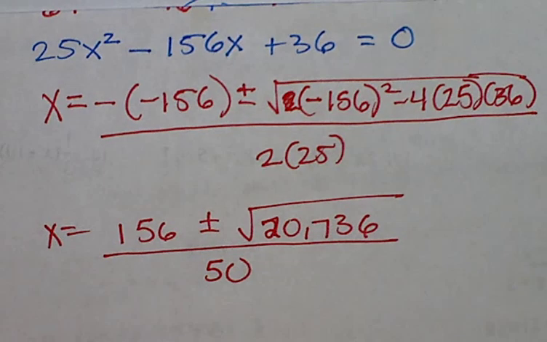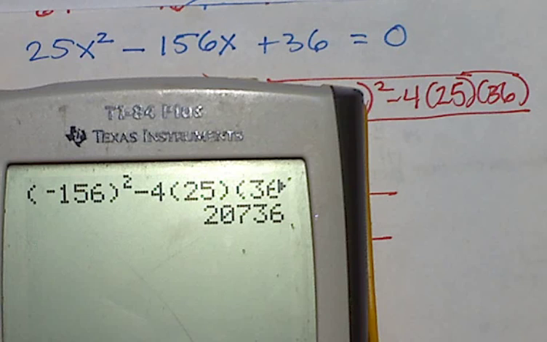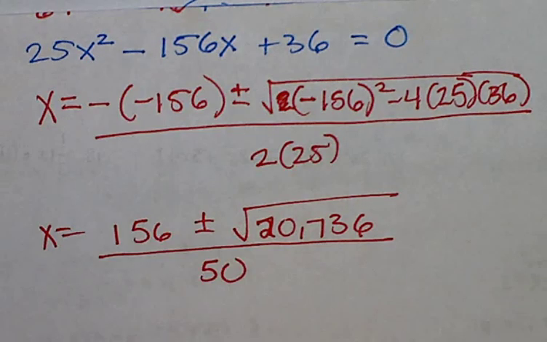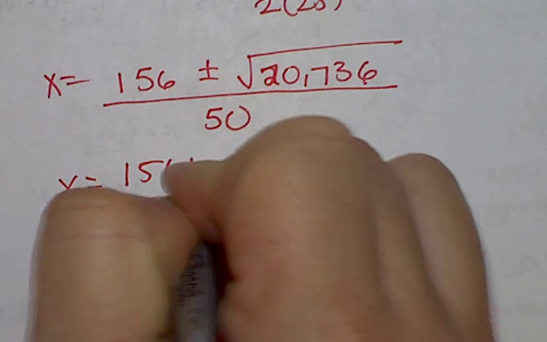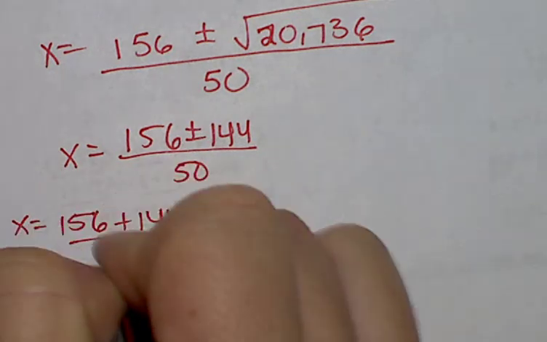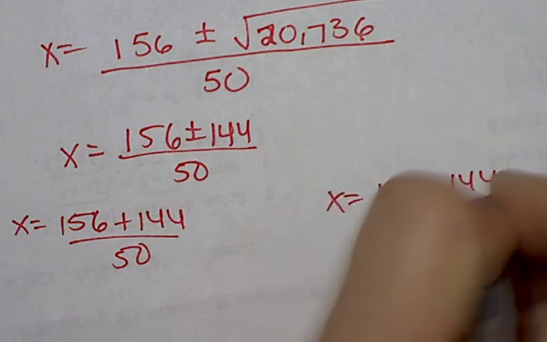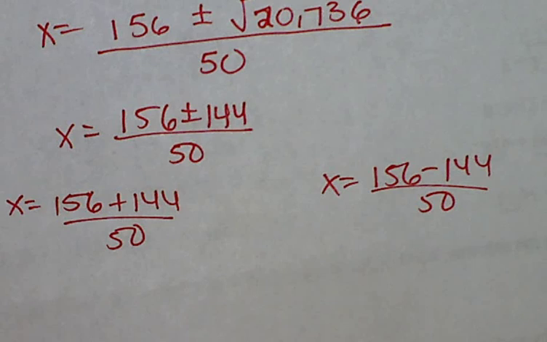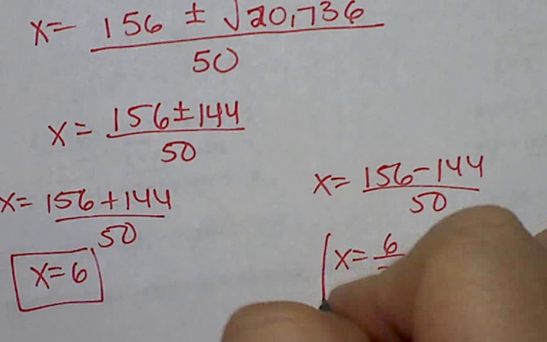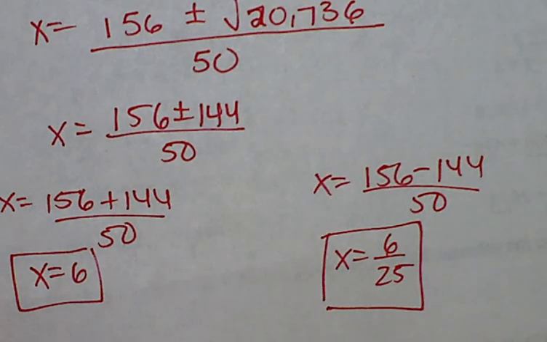Can you raise your hand if you got that same number? Okay. And I don't think that number will be a nice square root, but let's check. Hey, it is. Perfect. That number is a square root. Taking the square root of that number is 144. So one time I'm going to add 156 and 144. The other time I'm going to subtract 156 and 144 and then divide by 50. Help your partner to achieve these two answers. We'll check them for extraneous solutions in just a second.